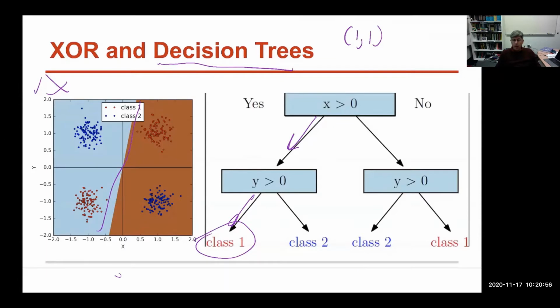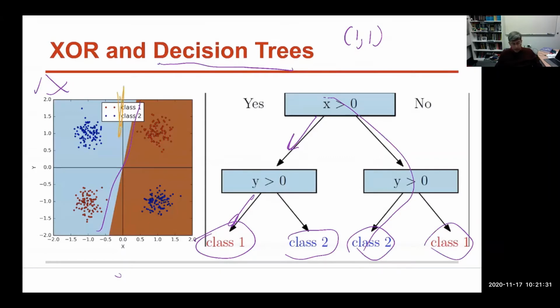Okay. The idea of the decision tree is we have a rooted tree. The leaves represent classes. Any particular example is going to have a path from root to leaf, and that's going to be how we classify it. Any questions? The important thing to see here is that the decision tree has no trouble at all with the XOR boundary.